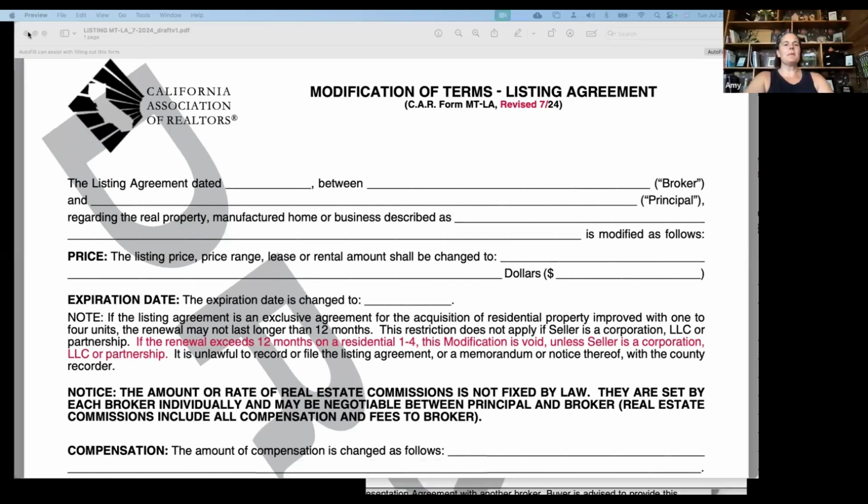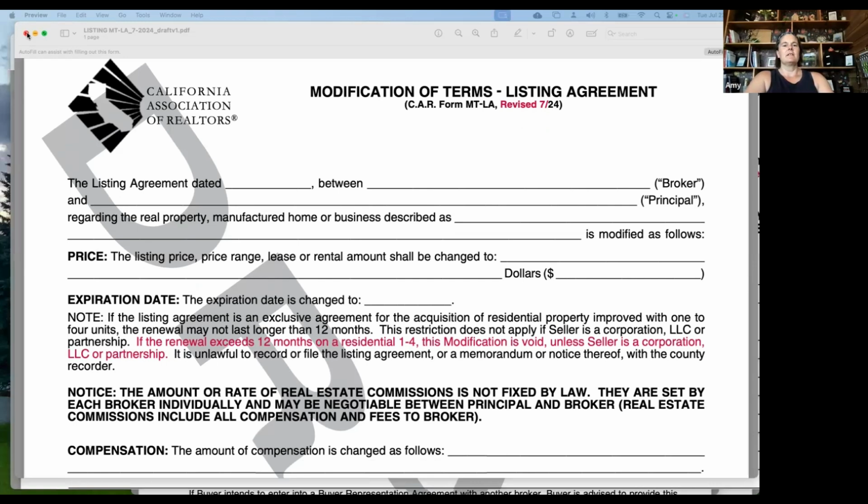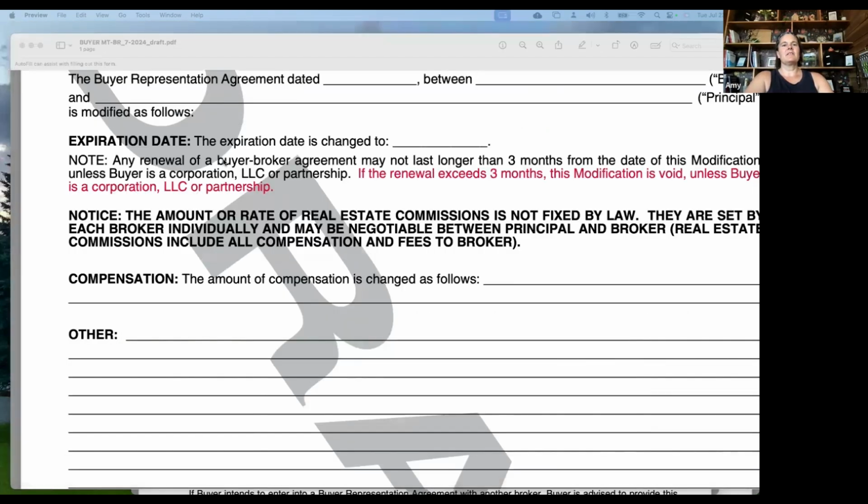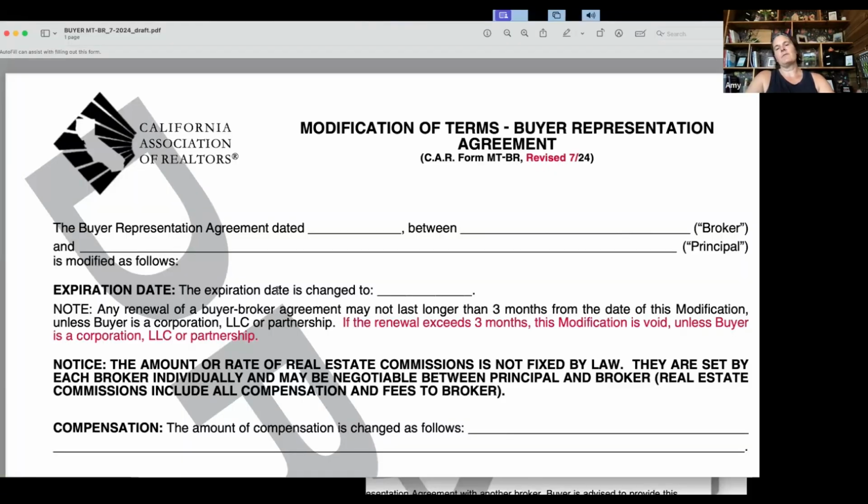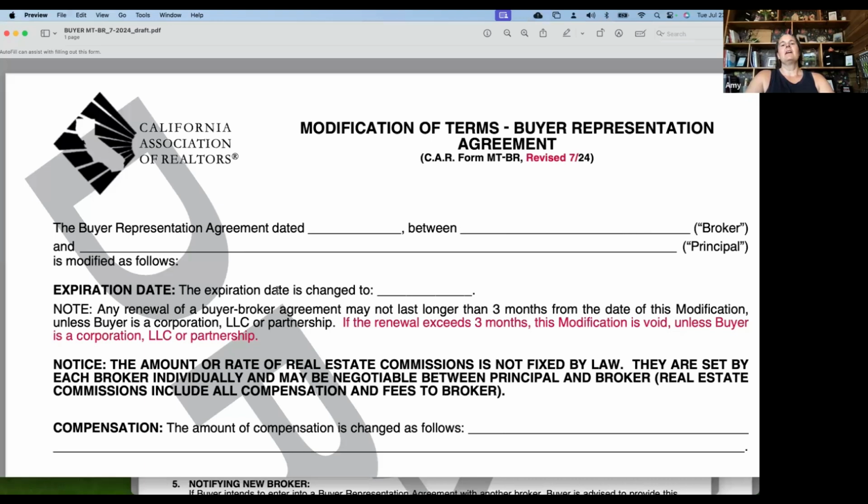Perfect. All right, then let's move on to the modification of terms buyer representation agreement. Let's close that window up. That gives us this one. I'm just going to make sure it magically reappears on the Facebook page because sometimes I have problems when I flip between windows. There we go. All right. The modification of terms buyer representation agreement. So again, we've got one now for the listing agreement and a separate one for the buyer rep agreement. They've both been renamed modification of terms. They match the acronym yet again.